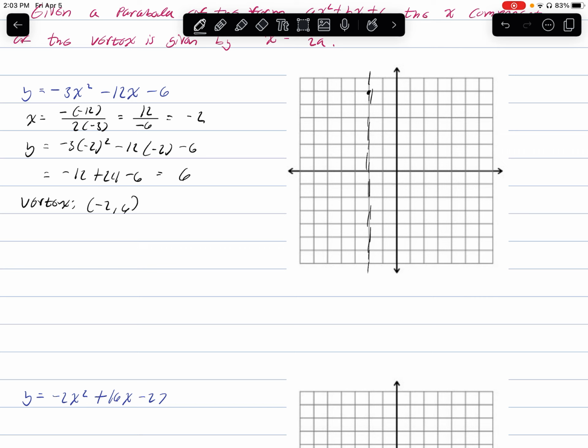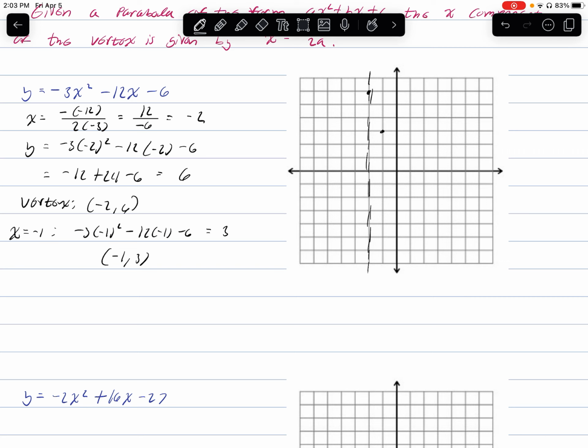So let's try maybe 1 point to the right. Let's try x equals negative 1. So we'll have negative 3 times negative 1 squared minus 12 times negative 1 minus 6. Negative 1 squared is just 1, so we'll have negative 3 plus 12 minus 6. That's going to give us 3. So we're going to have the point negative 1, 3. We'll go to the left 1 and we'll go up 3.